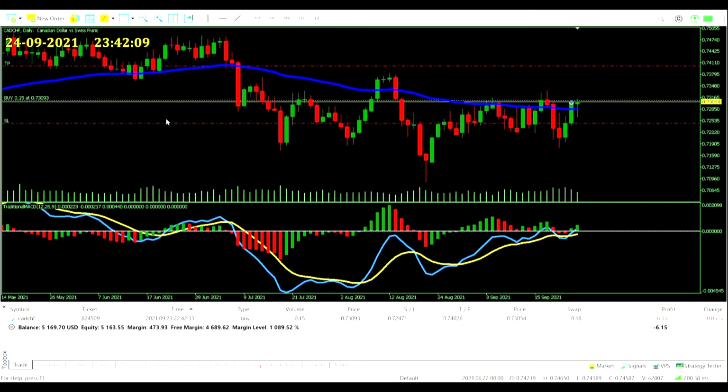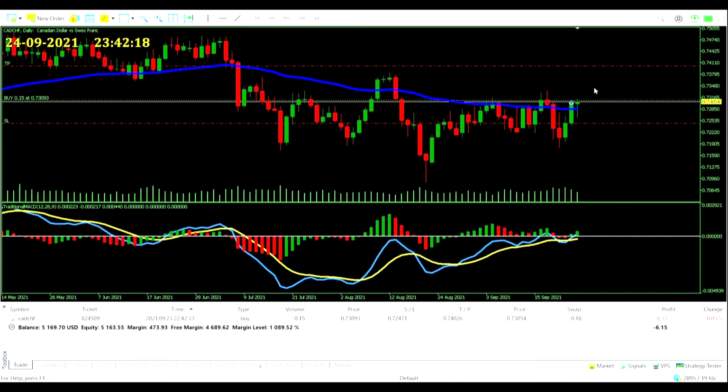Well, that is it then. No extra signals for us. Still room for the Canadian dollar here against the Swiss franc. Let's get some big green coming into the market, at least for a couple of days. Get us away from this moving average, get the MACD away from the zero line, and try and lock in some profit. We will be back next week to carry on the strategy.